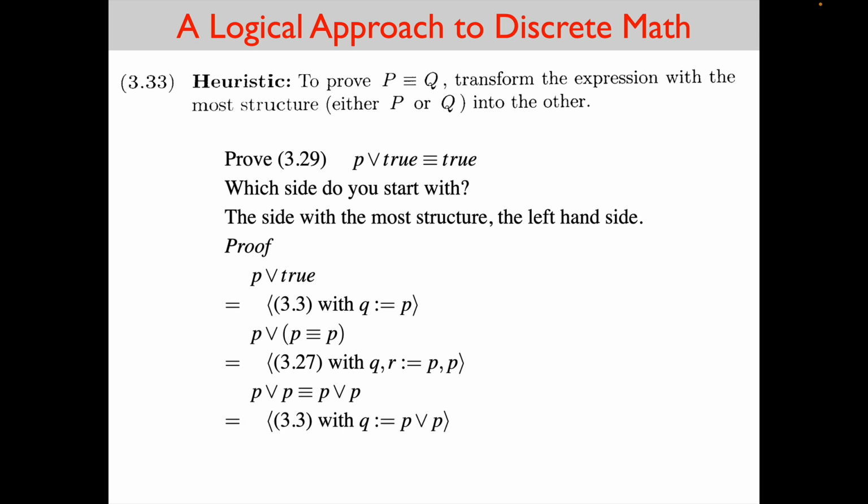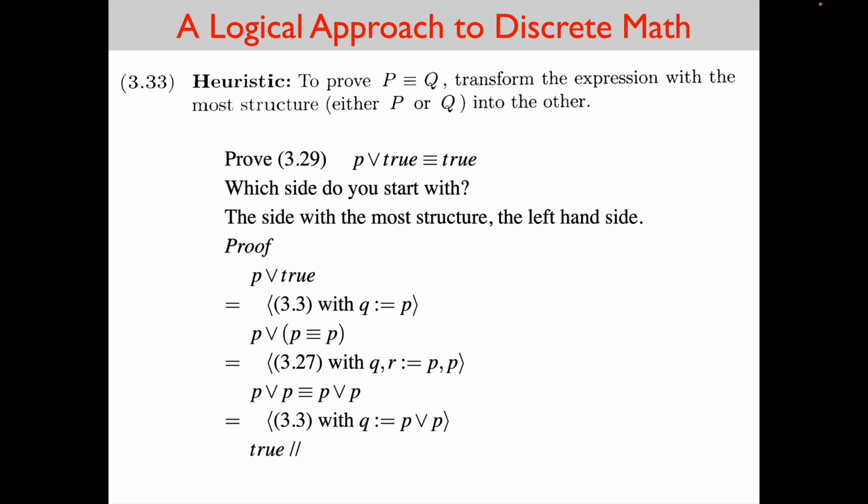And so now the next step is 3.3 with Q replaced by P or P. Now do you remember what 3.3 was? It was true equivales Q equivales Q. So if we replace Q with P or P, we have true equivales P or P equivales P or P. So by Leibniz then, that equals true. And we have gotten the left-hand side to the right-hand side.